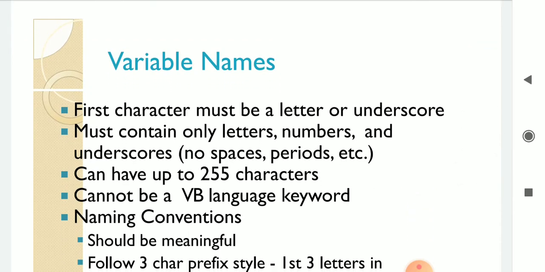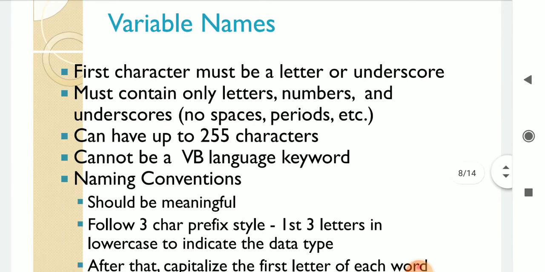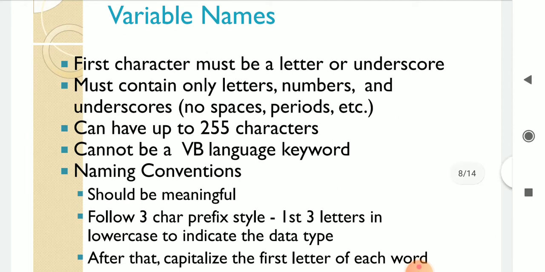Variable names. How you have to define the variable, what are the conditions you have to follow while you are creating the variable in Visual Basic. First character must be a letter or underscore. Don't use a number first while you are creating the variable. It must contain only letters, numbers or underscore. Don't give spaces. Don't give periods, I mean dots.